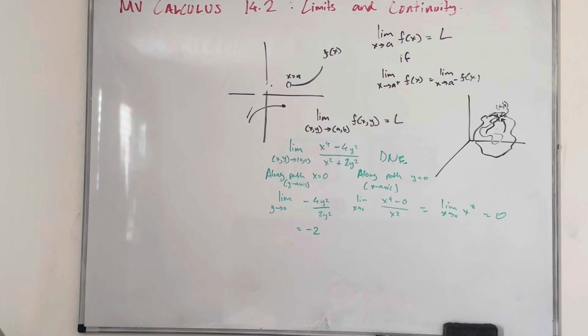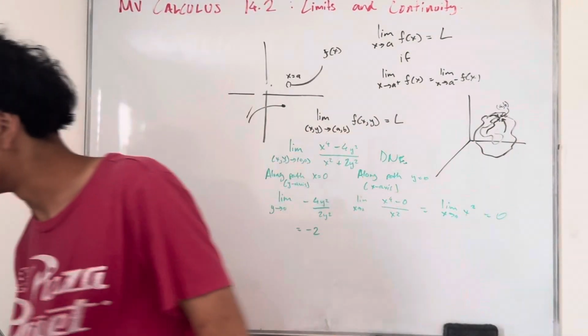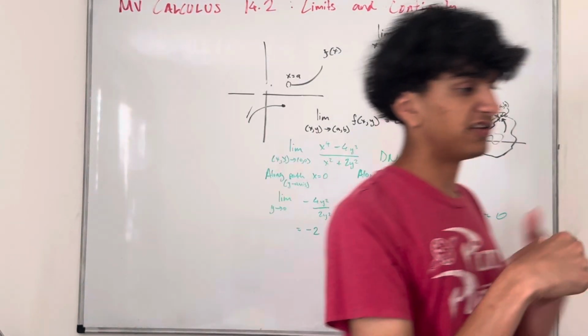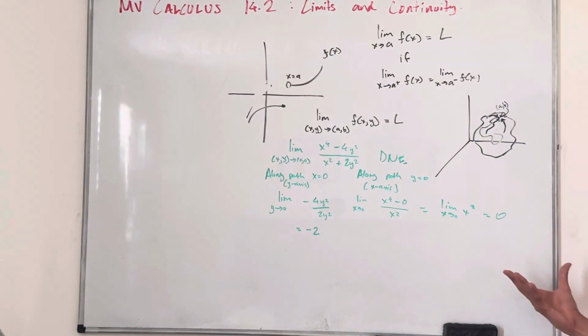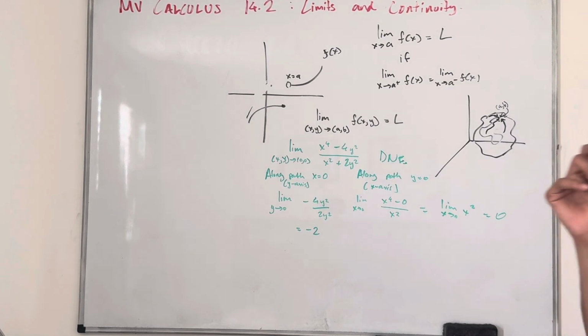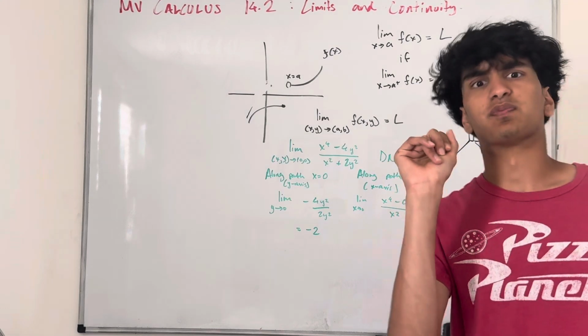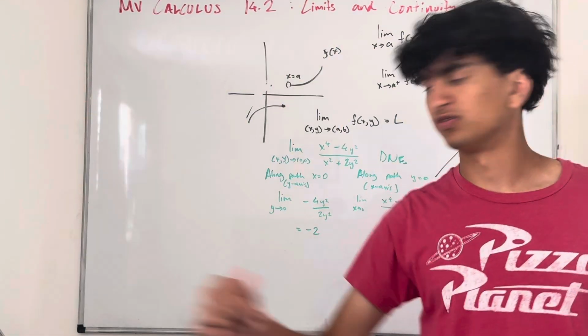And I would encourage you to open up Desmos and get a better look yourself. But the idea is that the function is approaching two different values through two different paths, right? So the limit cannot exist, right? There's no set value that the function is approaching as the ordered pair x, y approaches 0, 0.